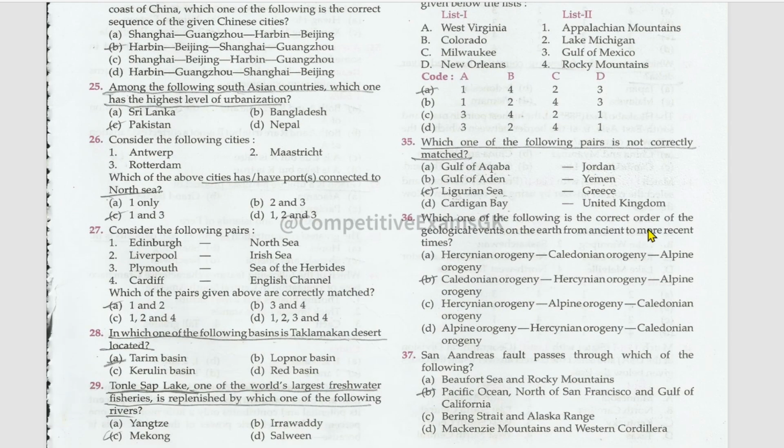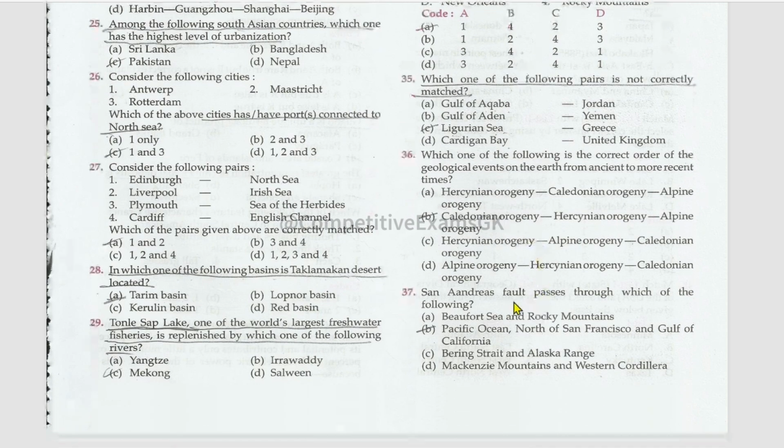Which one of the following is the correct order of the geological events on the Earth from ancient to more recent times? Caledonian orogeny, Hercynian orogeny, Alpine orogeny. San Andreas Fault passes through which of the following? Pacific Ocean north of San Francisco and Gulf of California.